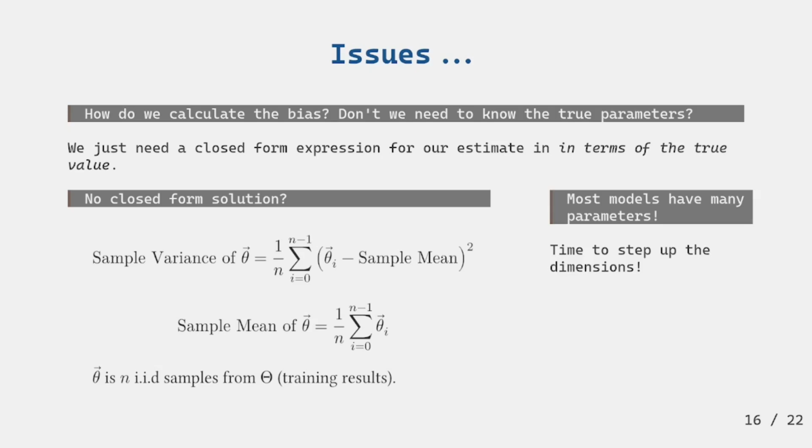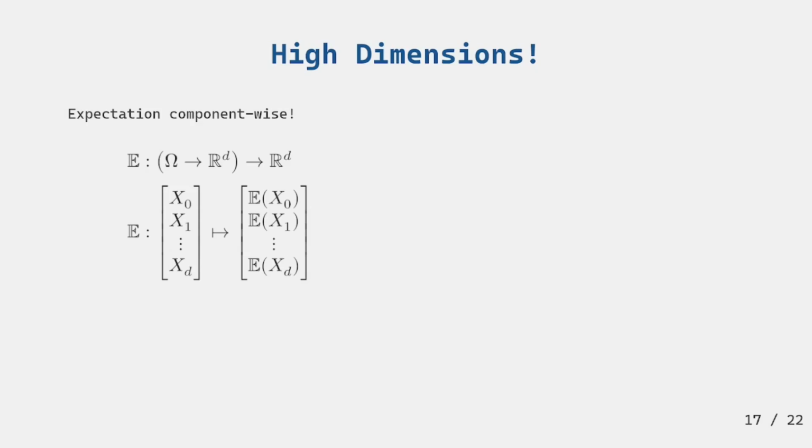Obviously we've been working in one dimension so far, but most models have many parameters. So let's have a look at how bias and variance and expected value generalize to higher dimensions. It's actually really simple. The expected value just distributes over vectors, basically. It's component wise. The expected value of a random vector, that is, a vector where each component is a random variable, or a random variable that outputs a vector, is just the expected value of each component packaged together into a vector. Very neat, very tidy.